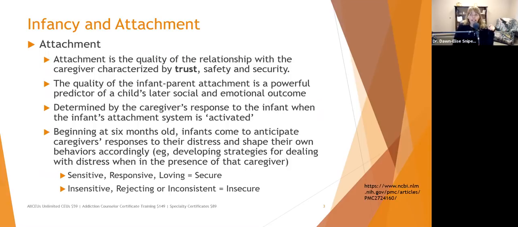Attachment is determined by the caregiver's response to the infant when the infant's attachment system is activated. So when the infant is hungry, angry, well, I guess angry doesn't work. That's addiction. Hungry, angry, lonely, and tired. But same sort of thing for infants. If they're cold, if they are too hot, if they are hungry, if they're scared, if they're tired, that attachment system is going to activate. Something is needed. They are not okay right now, and they cry.